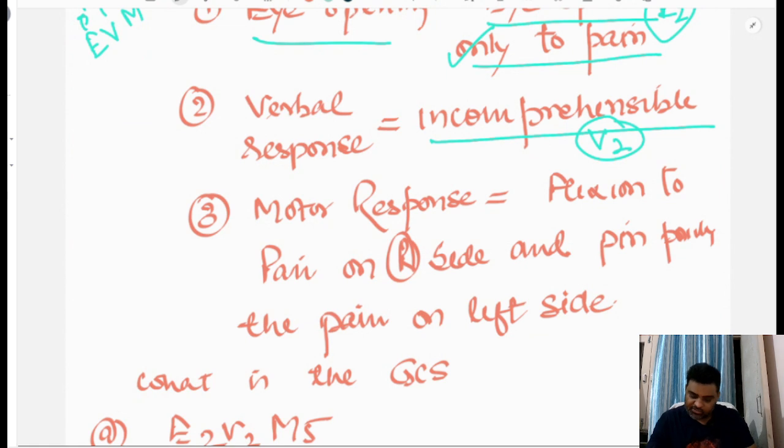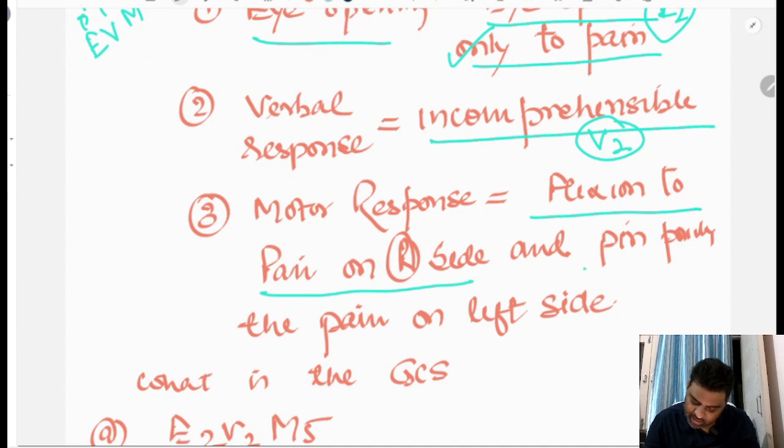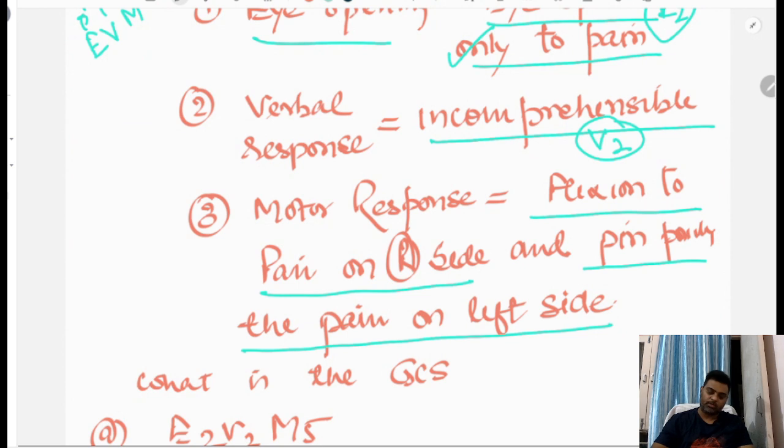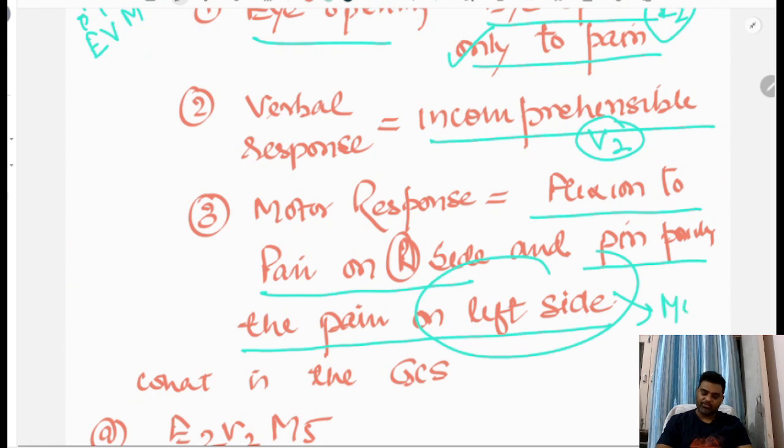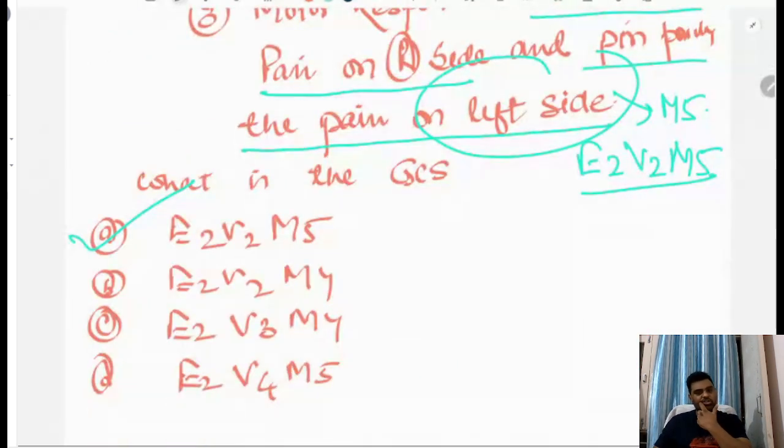Now if you see the motor response, flexion to pain on right side and pinpointing the pain on left side. So which is better? The left side. So better response is always taken. So he's pinpointing. That means it is M5. So answer will be E2, V2 and M5. So they can ask you a question based on GCS.